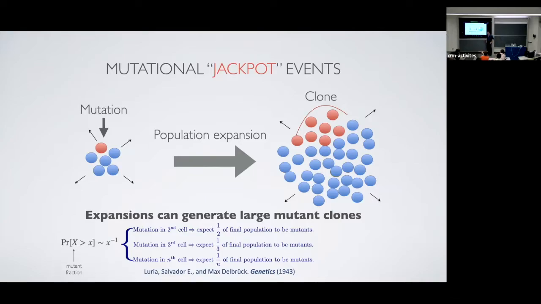But then on the left, you have the probability that the mutant fraction is greater than x is proportional to 1/x. So I don't see how this follows from that.